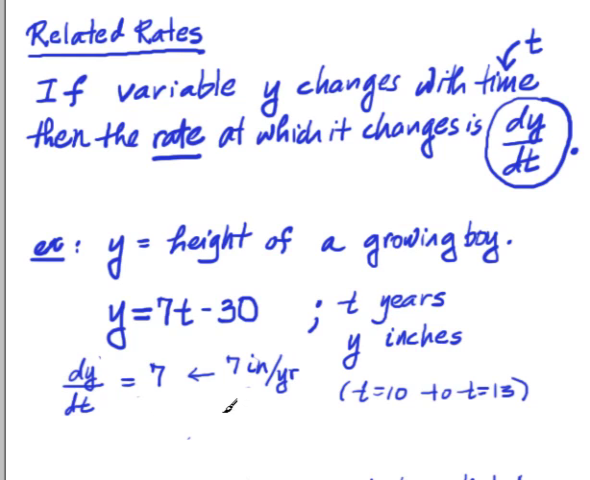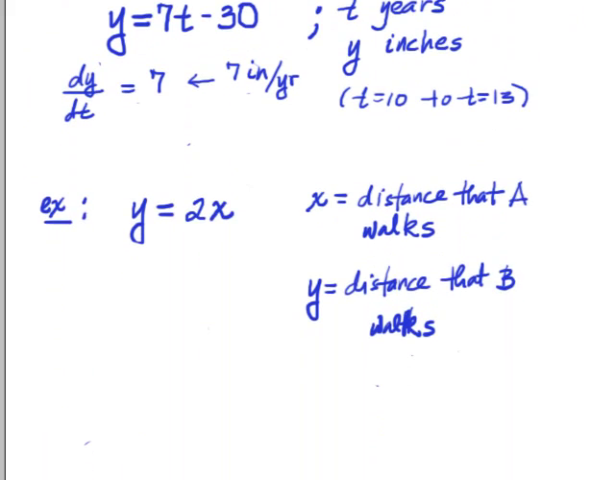All right, so the rate is 7 inches per year. That's dy/dt. All right, now this topic is called related rates. What we're going to be talking about are two variables like x and y, which are related to one another, and x and y change with respect to time. And we want to know how the rates at which they are changing are related. All right, so let's look at an example like that.